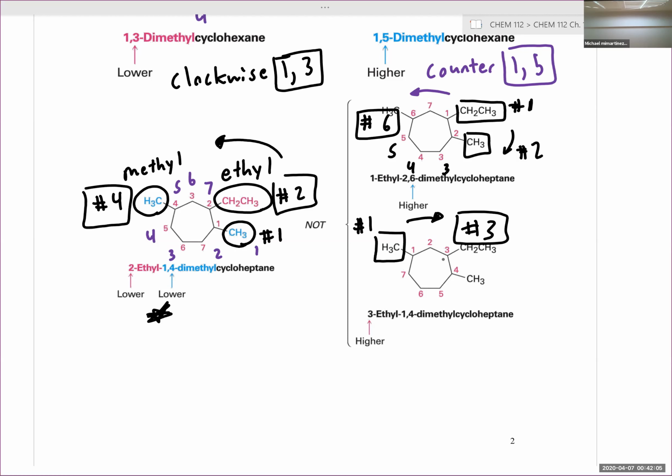Okay. So this looks very familiar to what we dealt with when we were naming linear alkanes. And if we need some review on that, I posted some practice assignments on Canvas.